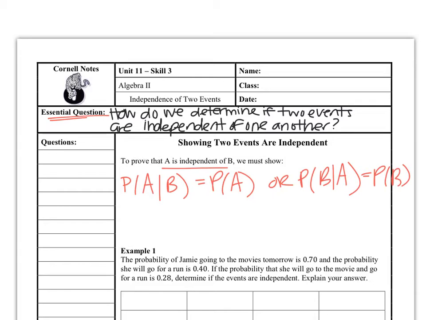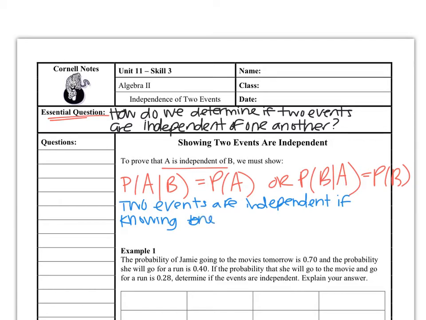So we're just going to write a little sentence here that says two events are independent if knowing one event has occurred does not change the probability that the other event has occurred.